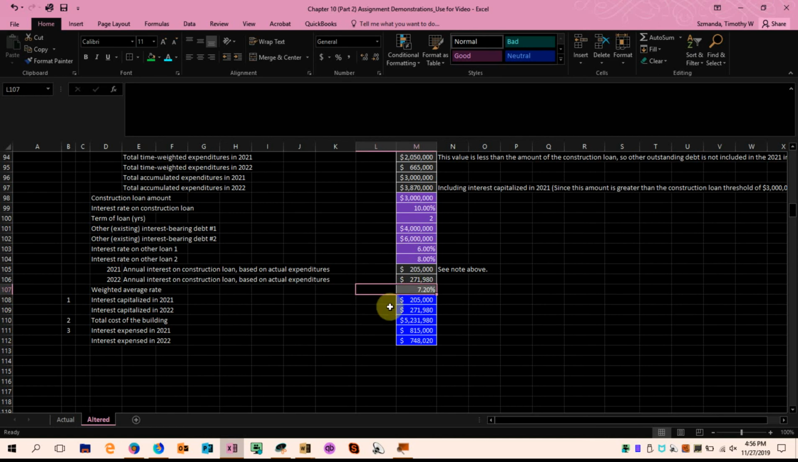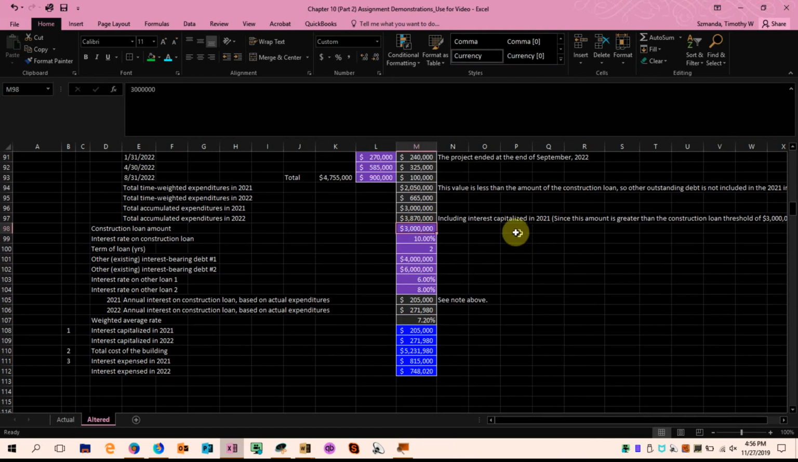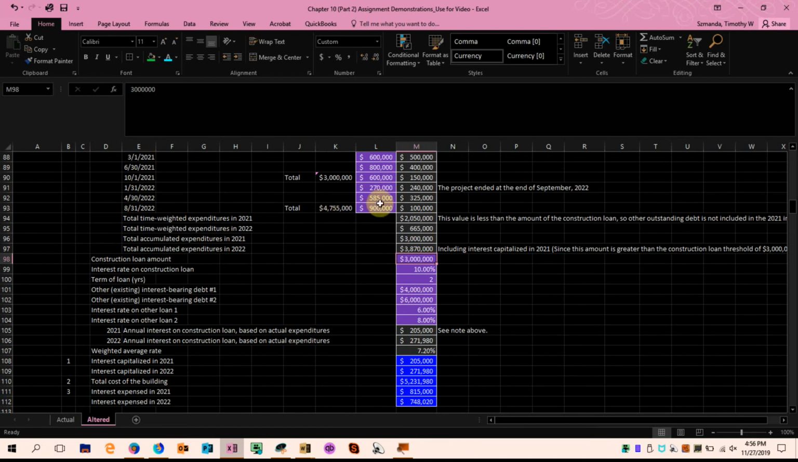We didn't have to do this in year 1 because we had enough loan value on the construction loan to cover year 1 expenditures. But we see at the end of year 2, at the end of the construction project, we've exceeded our $3 million by $870,000. And that includes the amount of previous capitalized interest. So now that we know the approach and how to determine the 271,980, let's walk through it slowly here.